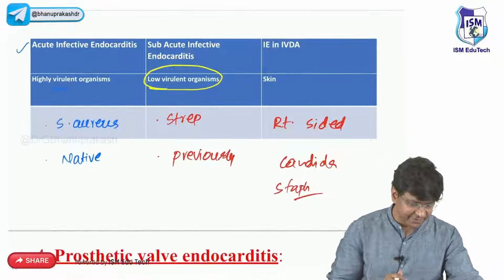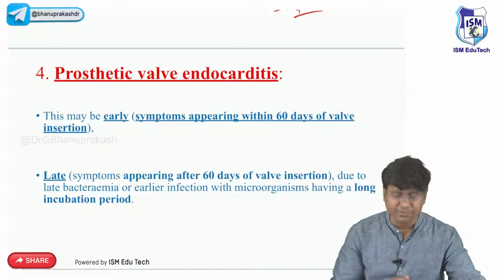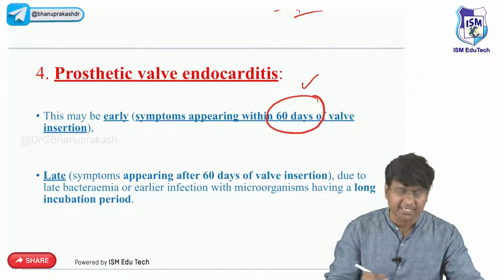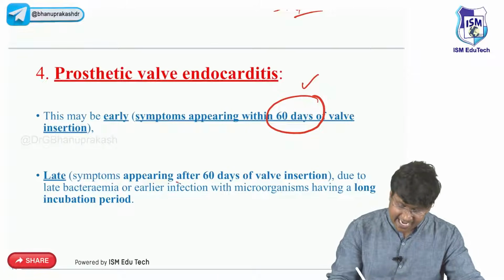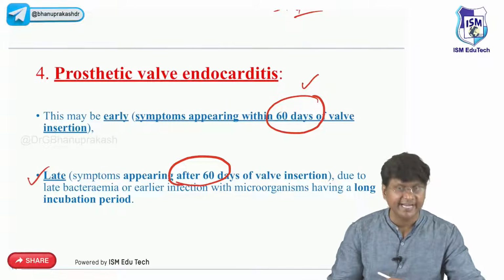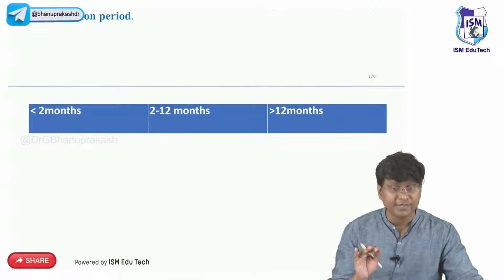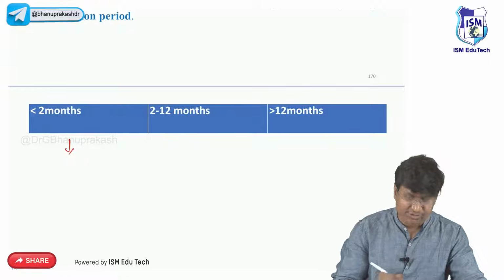Okay, that is the infective endocarditis. Then coming to prosthetic valve endocarditis: early prosthetic valve endocarditis occurs within 60 days, and after 60 days it is late prosthetic valve endocarditis, and you need to know the organisms. So you take less than 2 months.